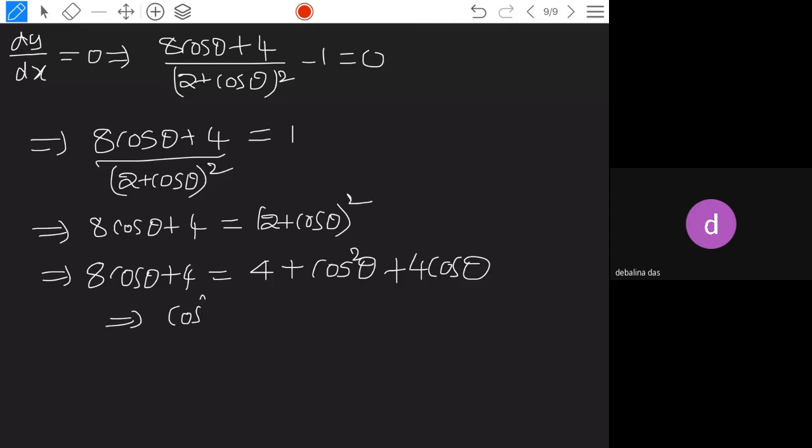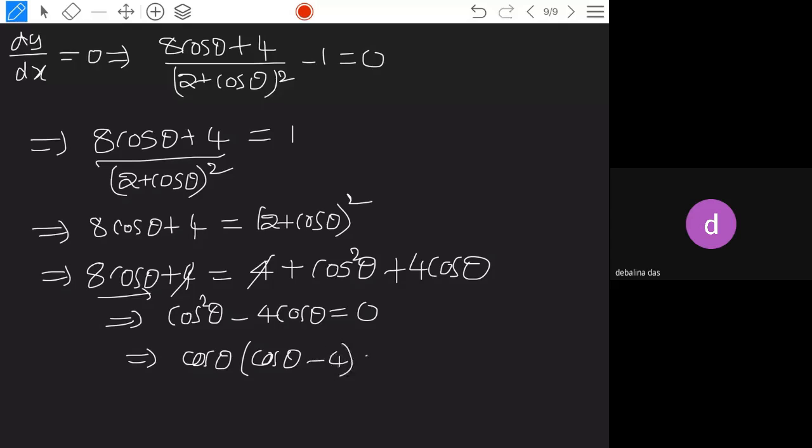You are going to get cos square theta, the plus 4 minus 4 will cancel, and taking the other term across, 4 minus 4 cos theta. Directly I am writing. From this you can take cos theta common. Then you get cos theta into cos theta minus 4 is equal to 0. So cos theta is equal to 0 or cos theta is equal to 4. Cos theta can never be equal to 4.